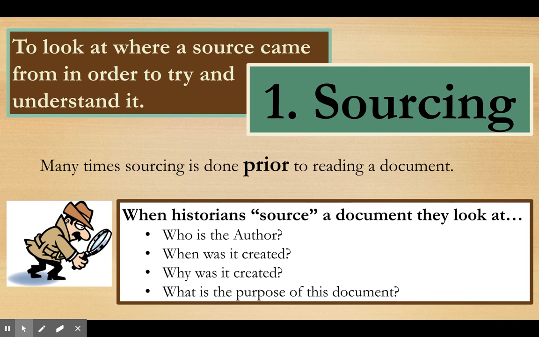So when historians source documents, they look at just what I said. Who is the author? They look at when it was created, if there's a date or it's an event, because that can tell you a lot about what they're talking about too. If you can recognize the time period or the date, that can tell you a lot. All right? Why was the source created? Was it created to get people to think a certain way about an event or topic? Was it created to educate people about an event? So why was it created?